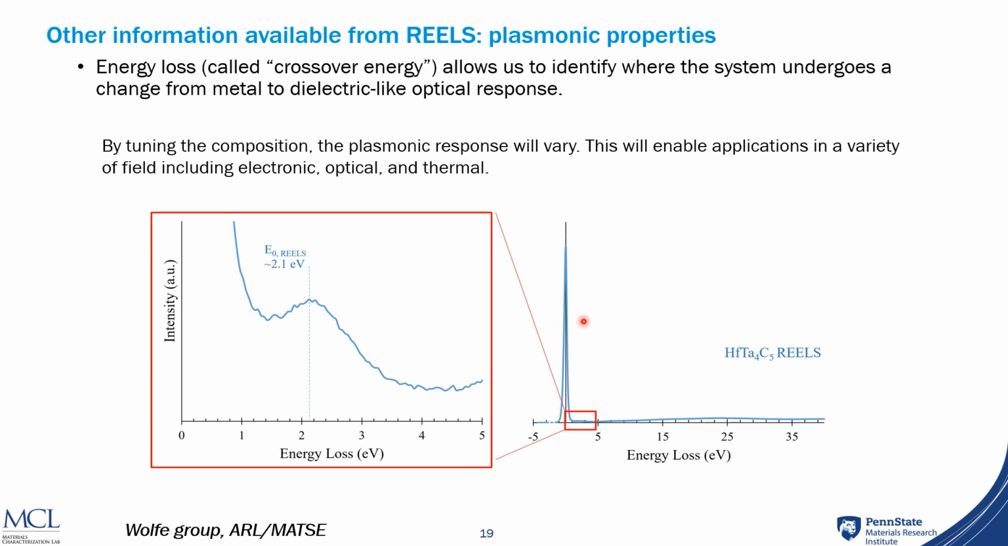So this is some REELS data on a hafnium tantalum carbide material here, with the inset showing this small loss feature at about 2.1 electron volts on this material.